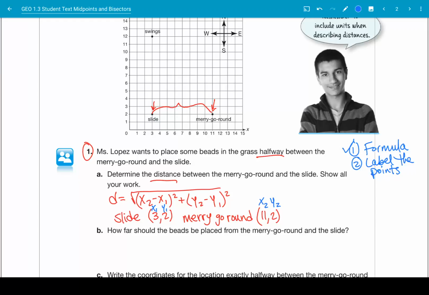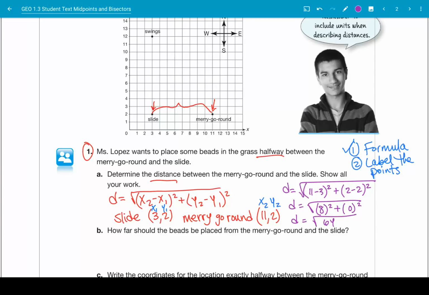Now take a moment to plug in 3, 2 and 11, 2 into the distance formula to calculate the distance. If you are finished calculating the distance, your work should look like this. D equals the square root of 11 minus 3 squared plus 2 minus 2 squared. We'll do everything inside the parentheses. 11 minus 3 is 8 squared. 2 minus 2 is 0 squared. 8 squared is 64. 0 squared is 0.